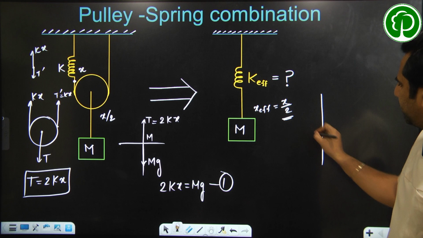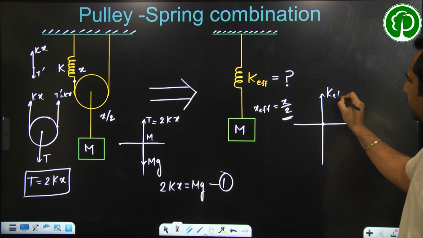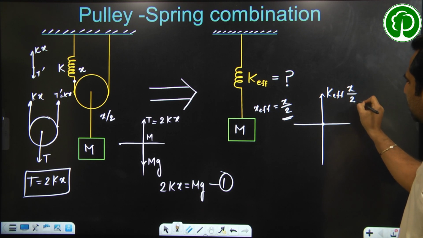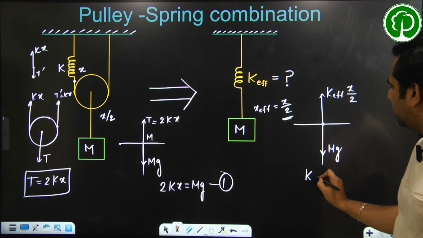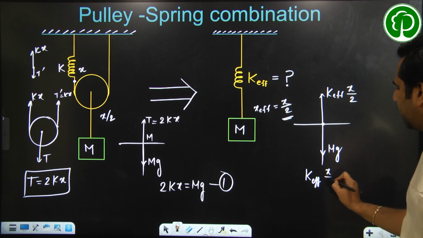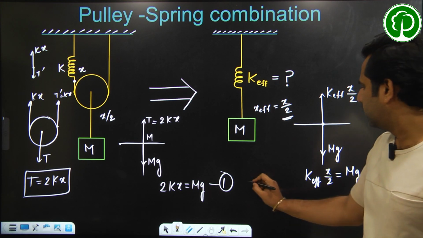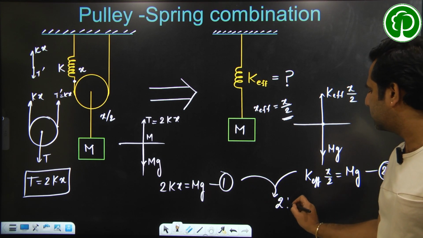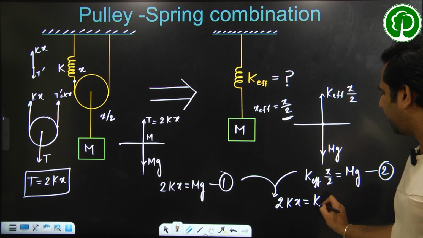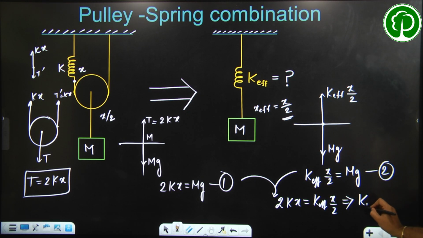So consider a single spring of spring constant K effective. So the spring force is K effective into effective stretch, that is x by 2. That should now balance the load mg. So the equation in equilibrium is K effective into x by 2, which is equal to mg. This is the second equation. So both are mg. So equating 1 and 2, 2kx is equal to K effective into x by 2, x is gone, and K effective is 4k.